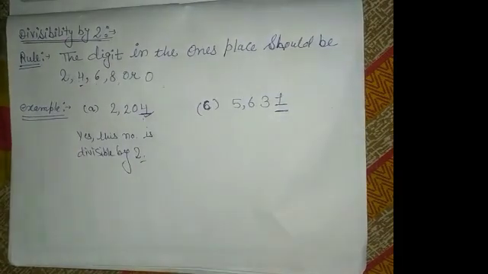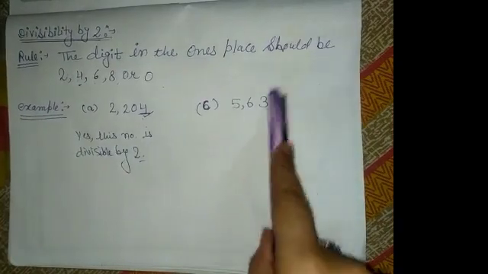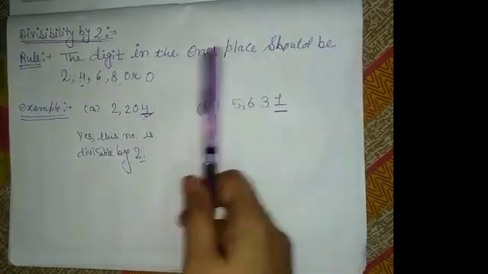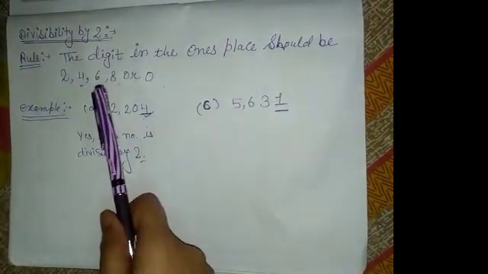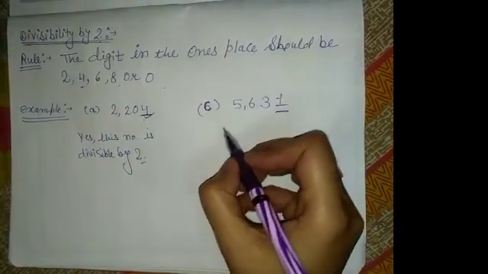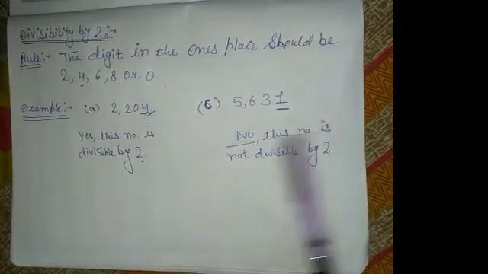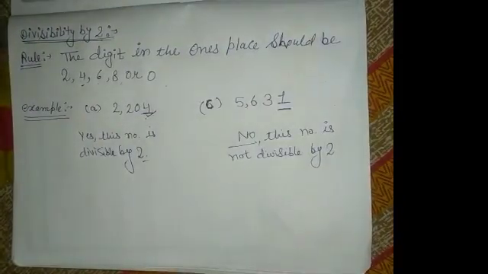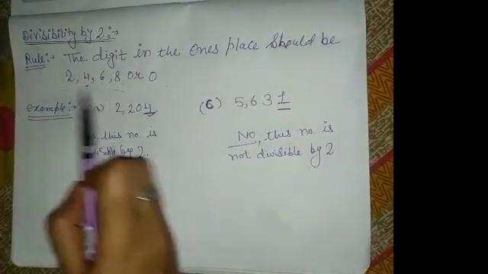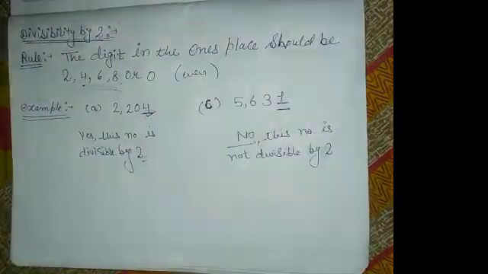Let's take one more example. I have taken part C of exercise 3.1. 5631. Let's check the last digit. Last digit is 1. But according to the rule, the digit in the ones place, means last digit, should be 2, 4, 6, 8 or 0. Here I'm having 1. So, no, this number is not divisible by 2. You can also say that a number is divisible if its last digit is even, because these are even digits or 0, right? You can write it as even numbers, even digits.